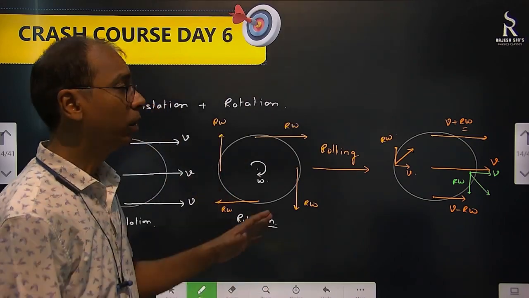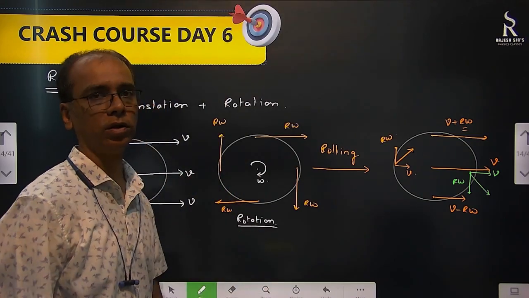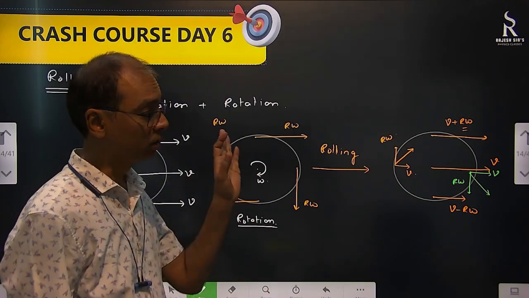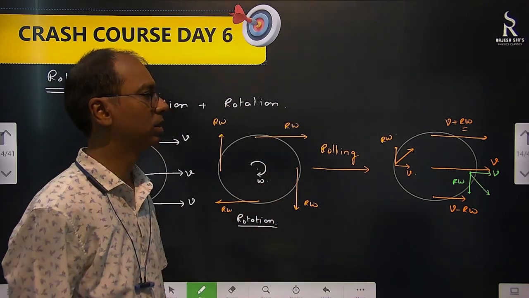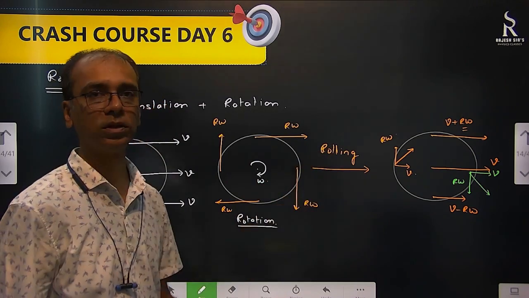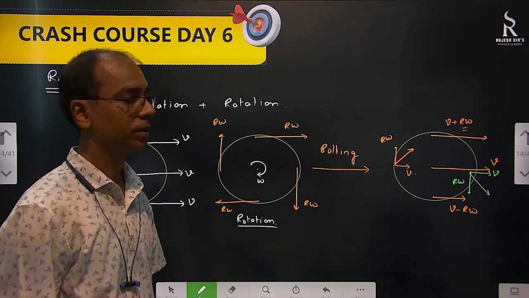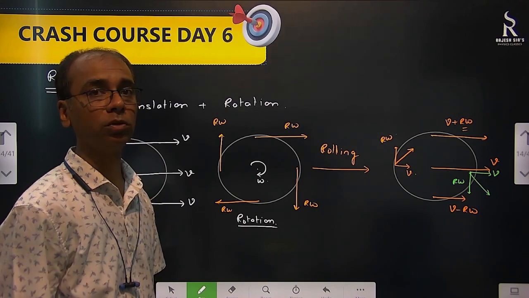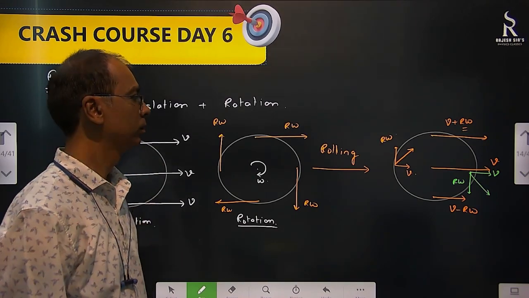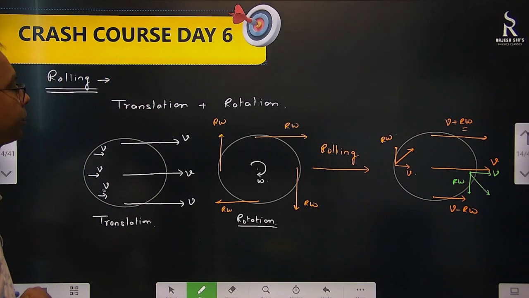So every point in rolling will have different velocities, and sometimes they ask you this only. What is the velocity at the top? What is the velocity at the bottom? What is the velocity here? What is the velocity there? That is also the question they ask. You should be able to find. Now this is rolling. Now let's talk about pure rolling.